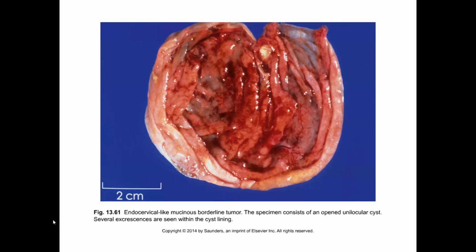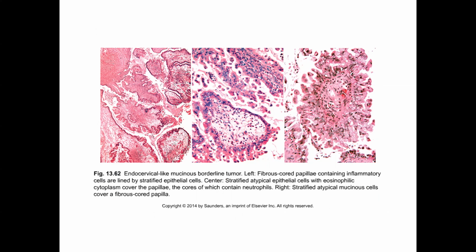Here's an example of one of these, maybe not as multicystic, a little bit more soft and fleshy, pale lining tissue. And here's a microscopic image. So we can see here's an endocervical type borderline tumor. We see the papillary tufting. We see a higher degree of nuclear atypia than you'd like to see in a benign tumor, but we don't see invasion in these fields.